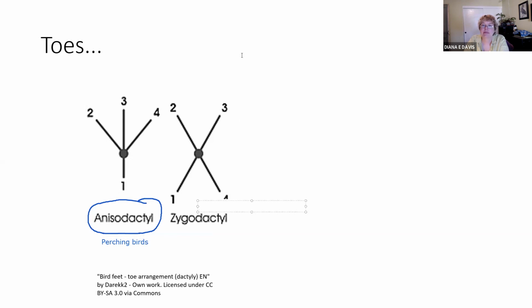Oh, shoot. I meant to change the color there. Zygodactyl is two toes forward and two toes back. And these are birds that grasp things. So that includes parrots. It includes woodpeckers, who have to use those toes to hold on to the side of a tree trunk. And it includes things like osprey, which have to grab hold of struggling, slippery fish.